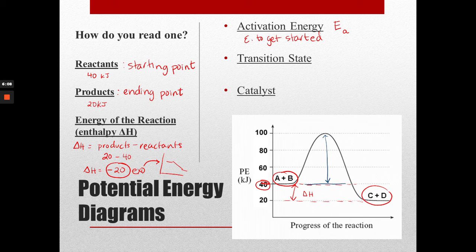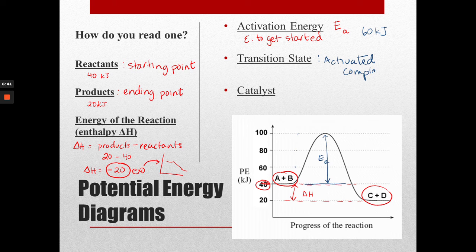Now, is the activation energy 100? No, it's not. The activation energy is the extra energy. So I go from 40 to 60 to 80 to 100. So that's 20, 40, 60 extra kilojoules needed. So I'm going to have to put in 60 kilojoules of energy to get A and B to stick together to make that transition state or that activated complex.